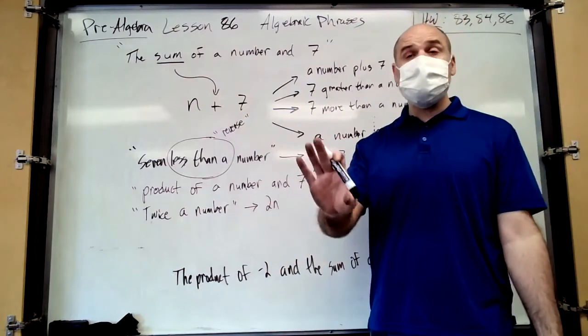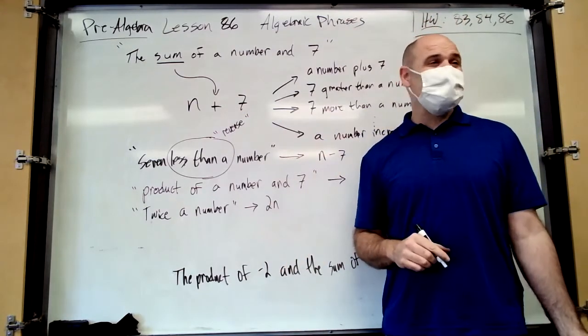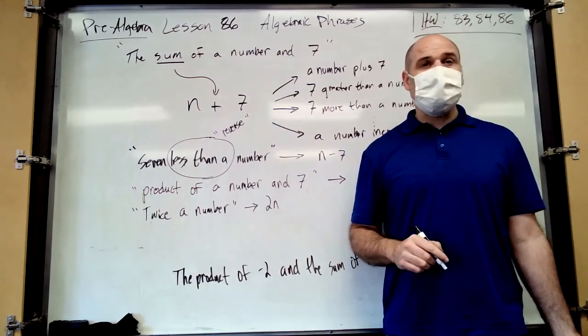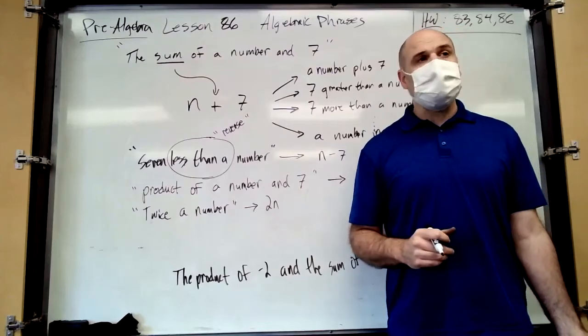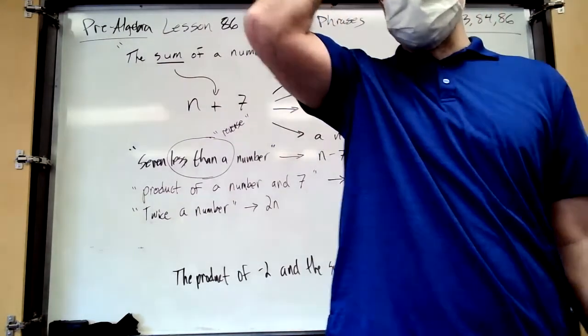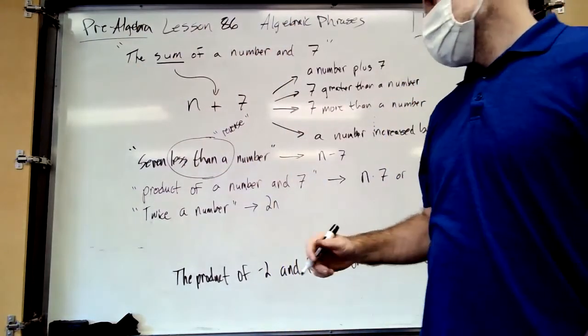Okay, here's a common mistake that you might make. n squared is not twice a number. n squared is n times itself. If that was the case, then I'd be 144 years old. No, twice something is 2 times.